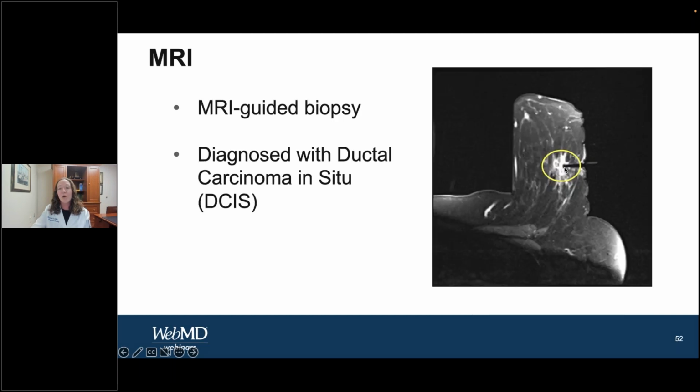So this patient underwent an MRI guided biopsy of that suspicious area. And what we're seeing here inside of the yellow circle is that MRI guided needle biopsy with the tip of the needle right in that suspicious area. And we in radiology do these biopsies. And this patient was diagnosed with ductal carcinoma in situ that could only be seen on her MRI exam. It was completely occult, or not able to be seen at all, on her mammogram.